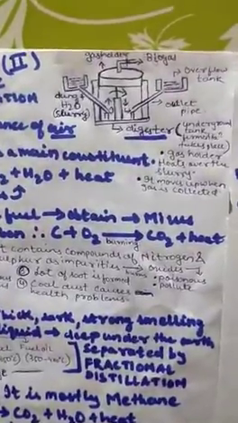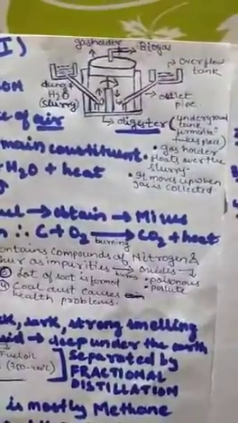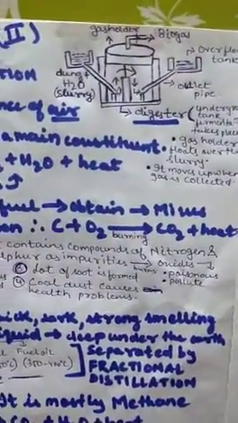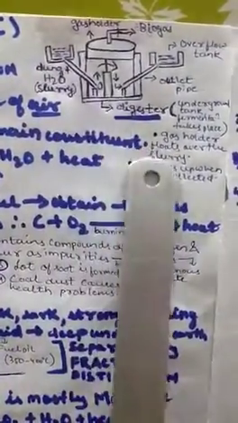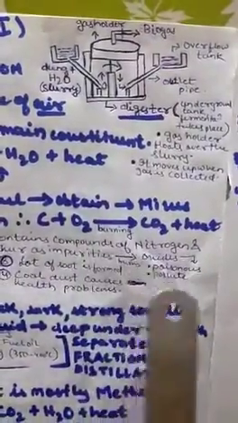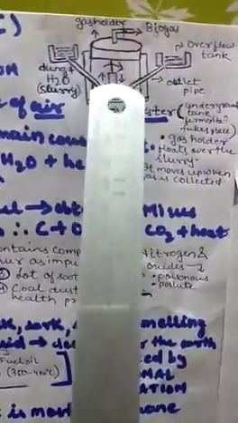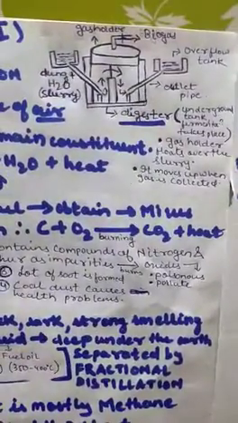Now the property of this gas holder is that it floats over the slurry. The property of this gas holder is that it moves up when the gas is collected. Please remember, it moves up when the gas is collected and it moves down when the gas is taken out. I am repeating it again: it moves up when it is filled with gas and it moves down when the gas is taken out.